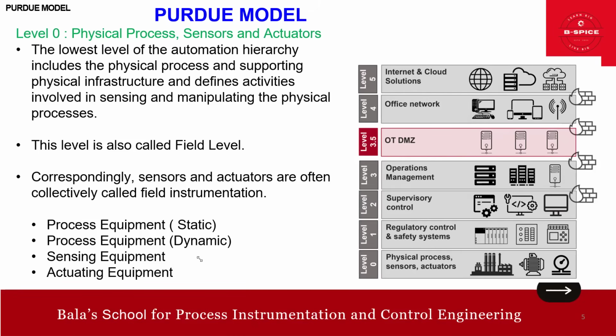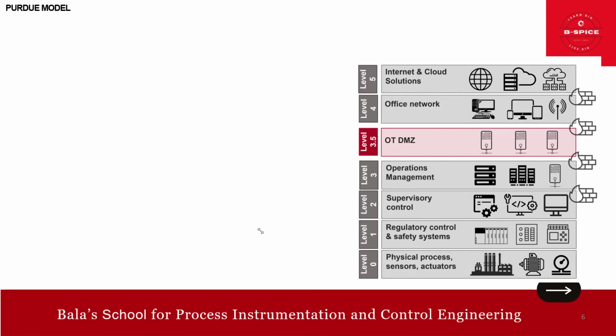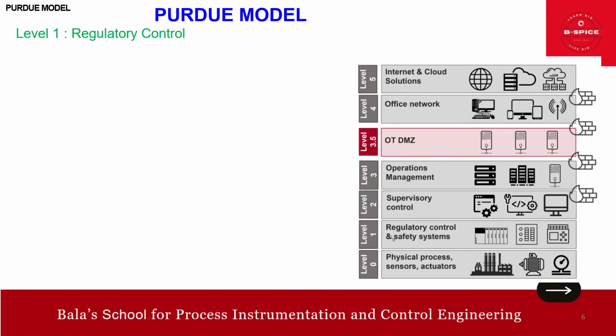Then actuating equipment. Of course, an actuator, you see, converts a control signal into a mechanical action. Examples include valves, electric motors, steam or gas turbines, all these. So that's about level 0, friends. Okay, now we go into level 1. This is regulatory control.